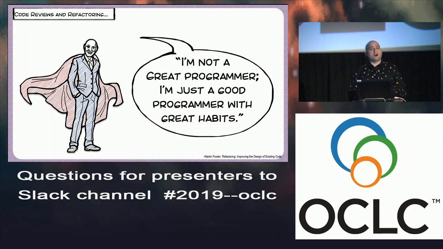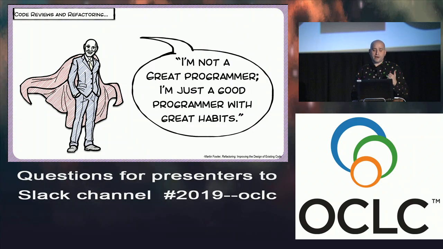To help make automation more robust, you should also be conducting code reviews and refactoring. I know I've said this multiple times, but we need to consider our automation code the same way as we would development code. Here I've got Martin Fowler as a superhero. He's a superhero to me.